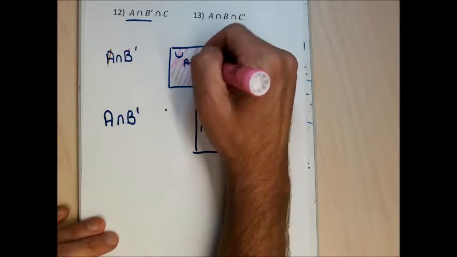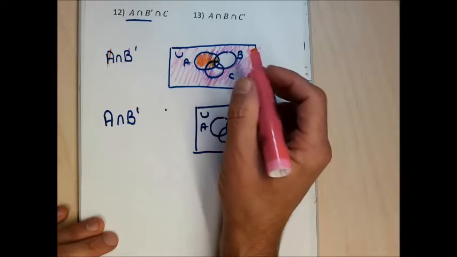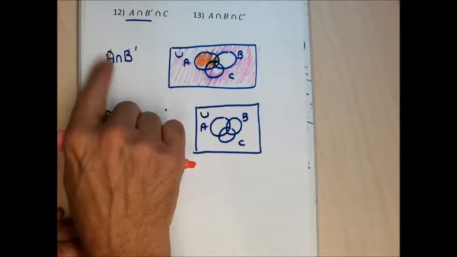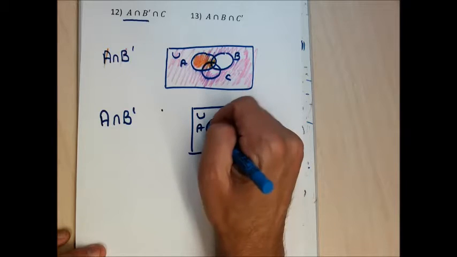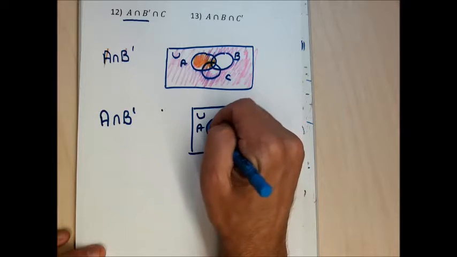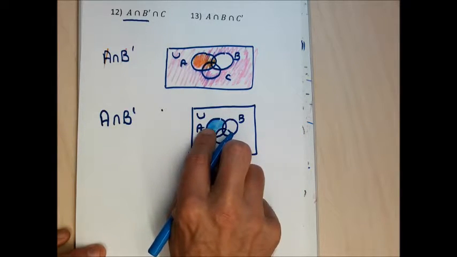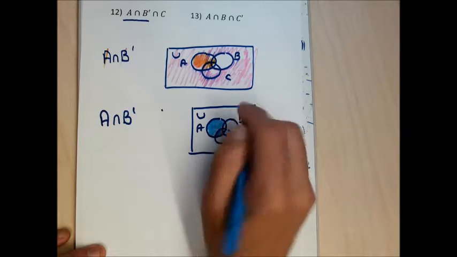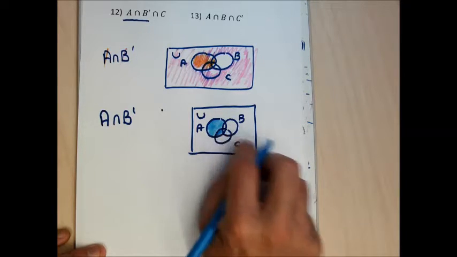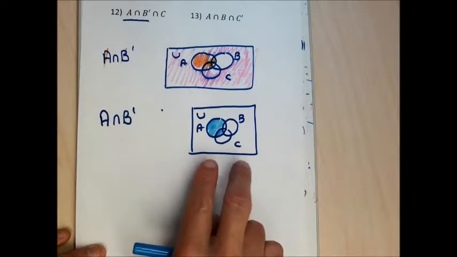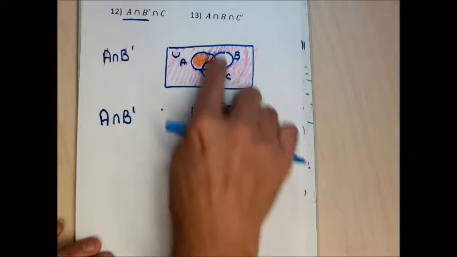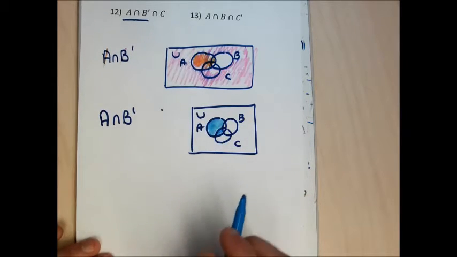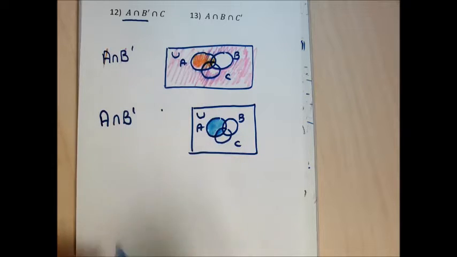So I need to be outside the B circle and inside the A circle. That's what this means. The region of the graph that's outside the B circle and inside the A circle is going to be this region right here. The rest of the regions are either not inside the A circle or not outside the B circle. So the two shadings that I did, they overlapped in that region.